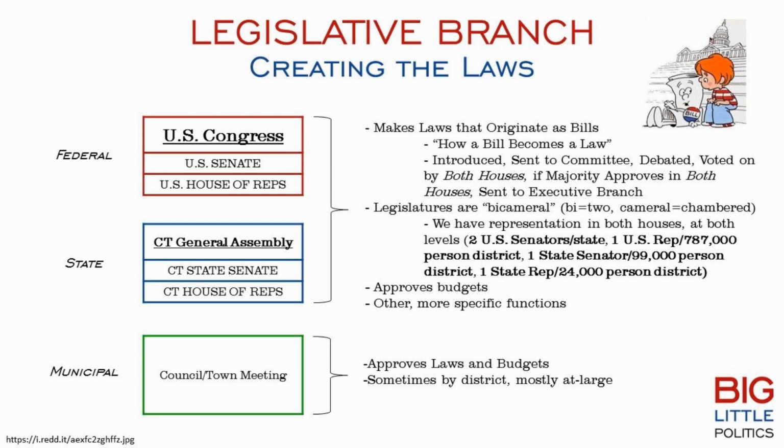And again, why do we have these two houses? It's so power isn't concentrated. If one house doesn't like it, it can't go through. You need both of them to pass it.